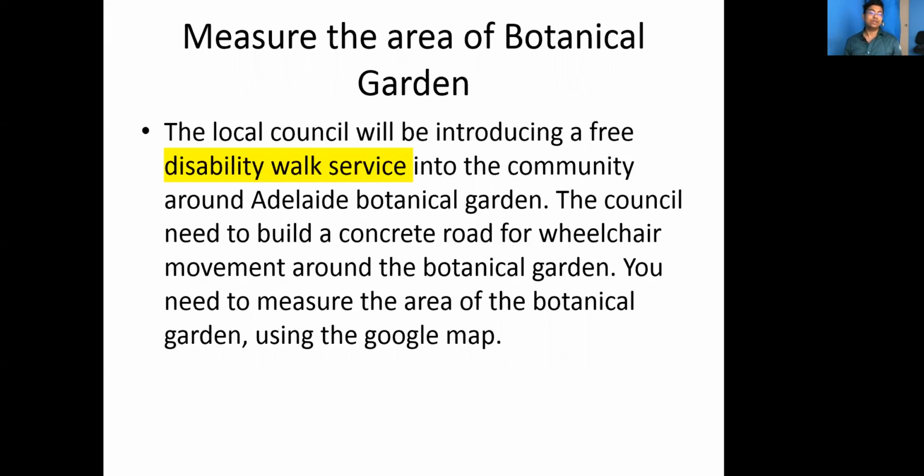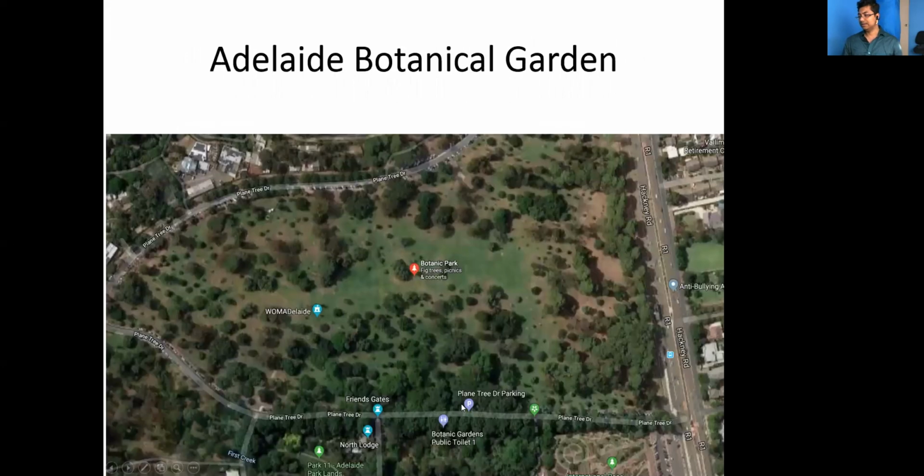So everyone got the idea. I can give you the Google map. I can show you the photo, and you can work out using your iPad. Okay. So how can you calculate the area? So this is the area of the botanical garden.